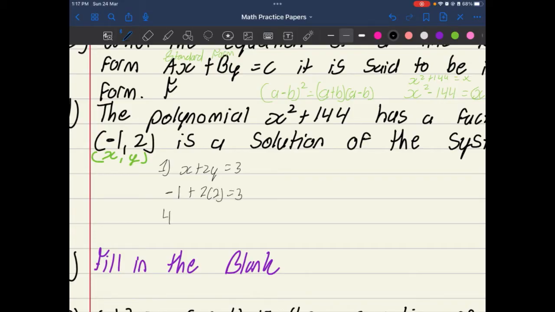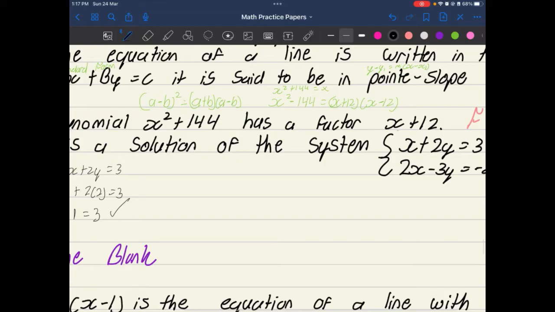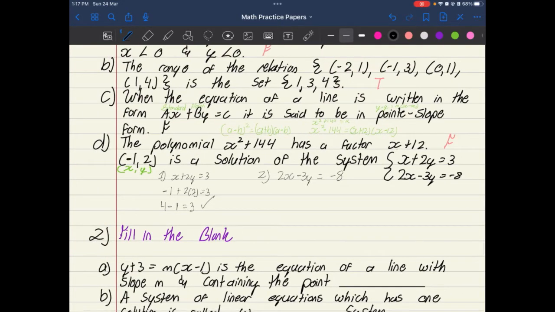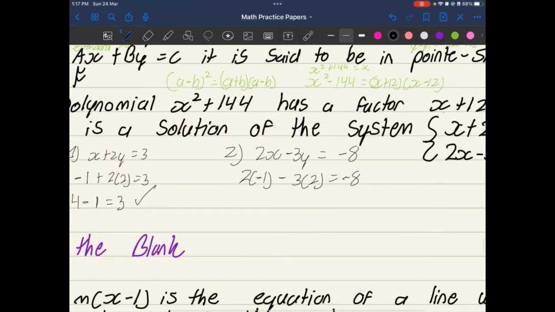So that's 4 minus 1, sorry. This 4 right here, this minus 1. We just rewrite it. Is equal to 3. This is correct. Let's try the second one. So 2x minus 3y is equal to negative 8. Substituting, x is negative 1, so 2 times negative 1 minus 3 times 2 is equal to negative 8. So that's minus 2 minus 6 is equal to negative 8. And this is true too.